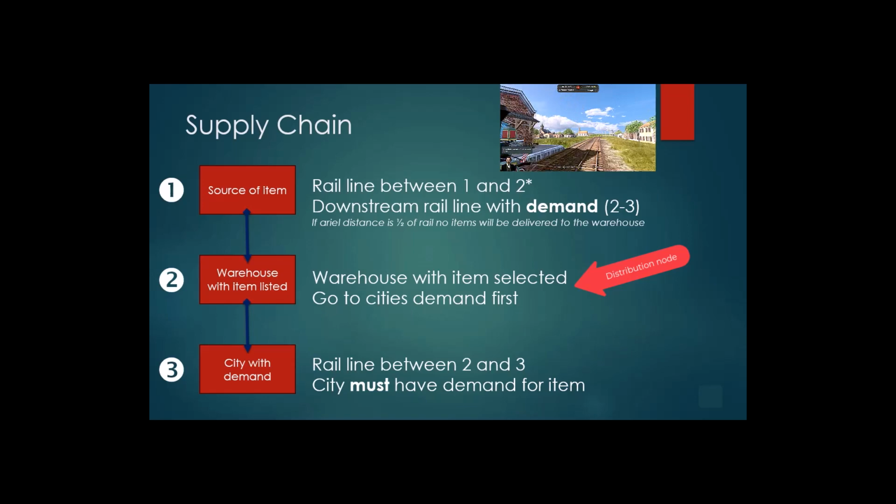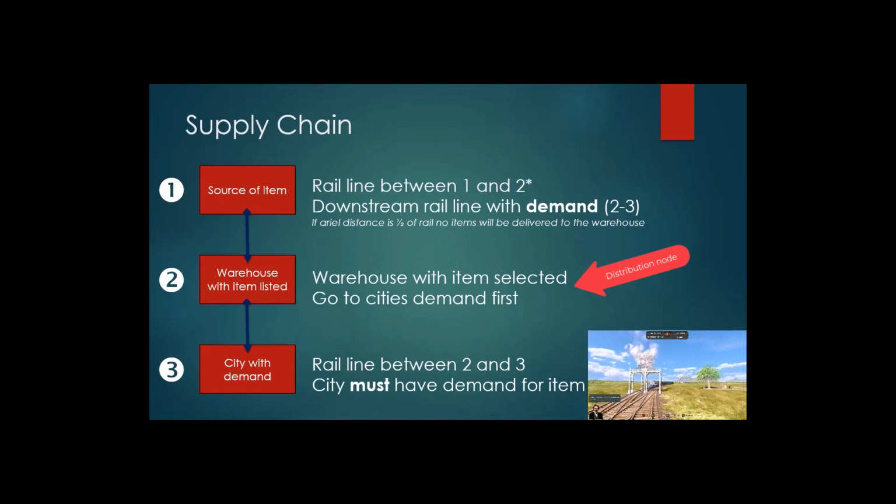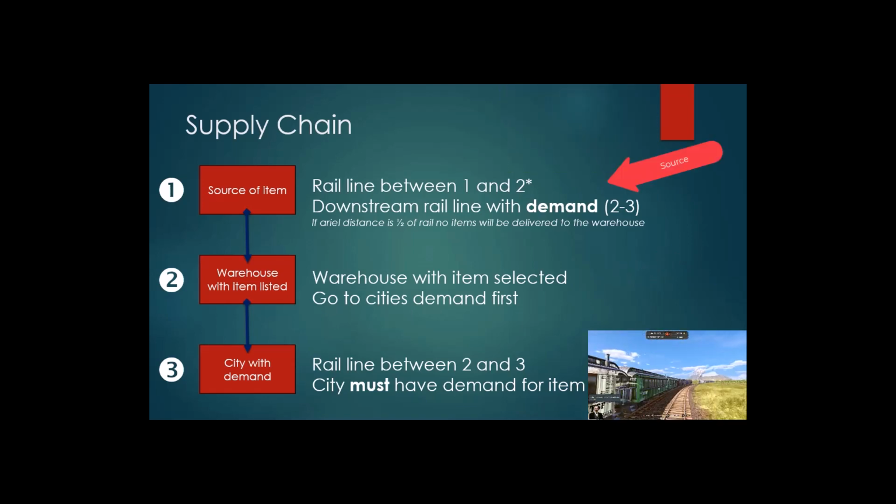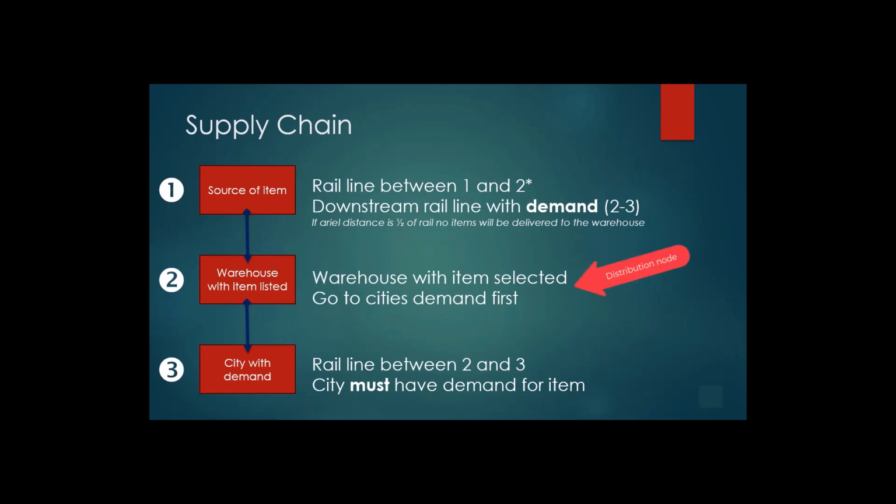A warehouse is intended to provide a node in a supply chain where we have a source for a particular item that is delivered downstream to a warehouse, the second node, and then that is further delivered to a third node in the supply chain, namely the city with the demand.